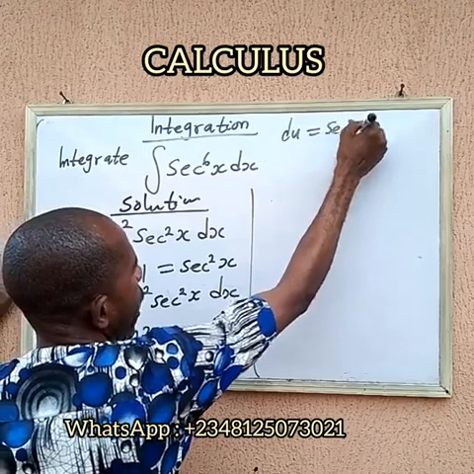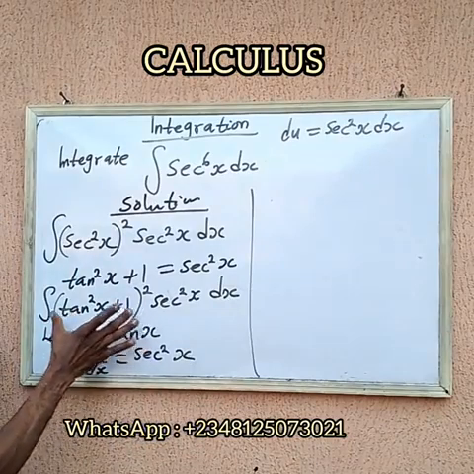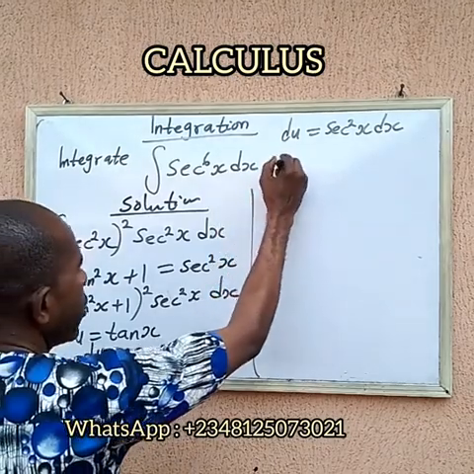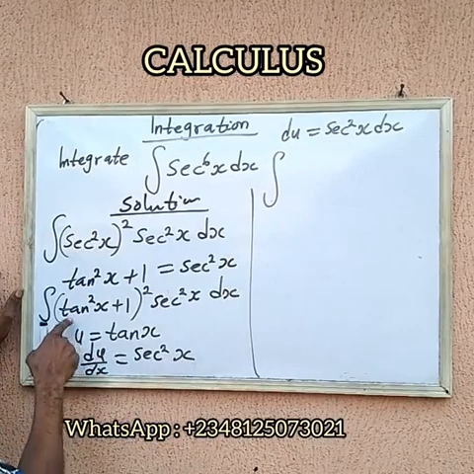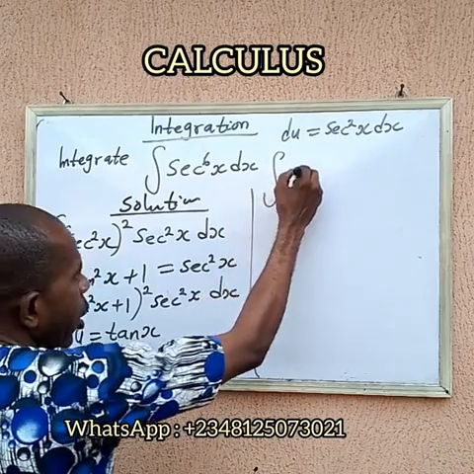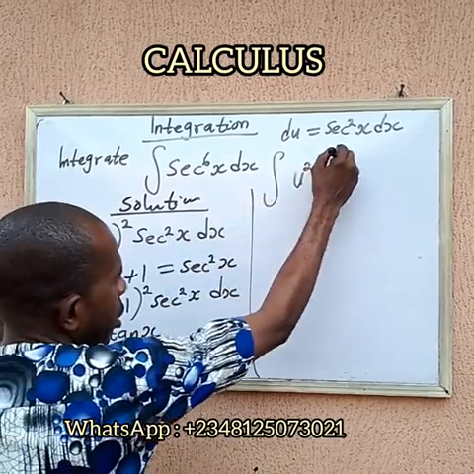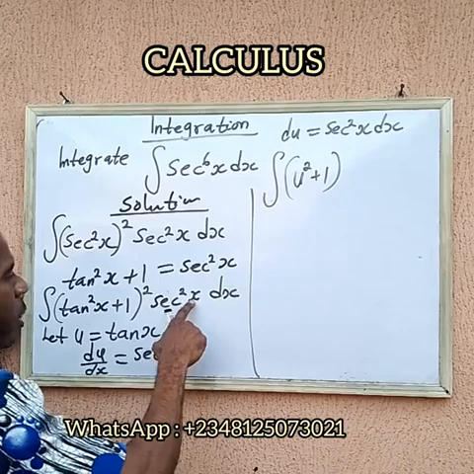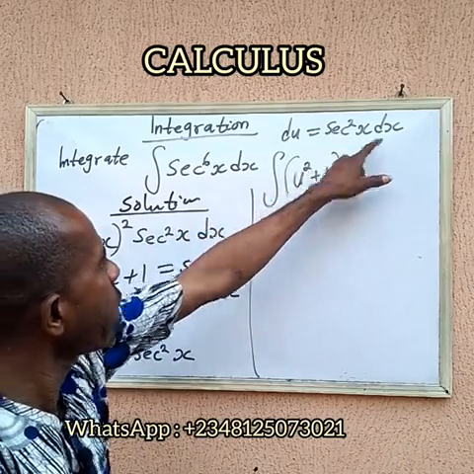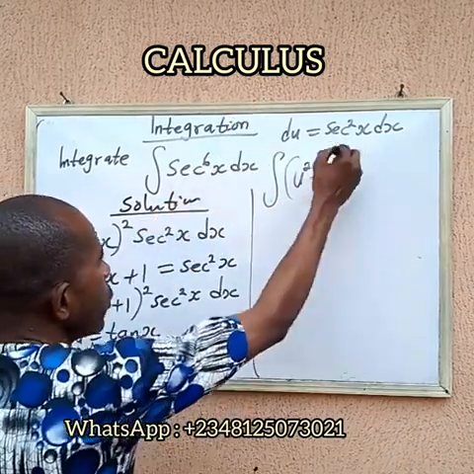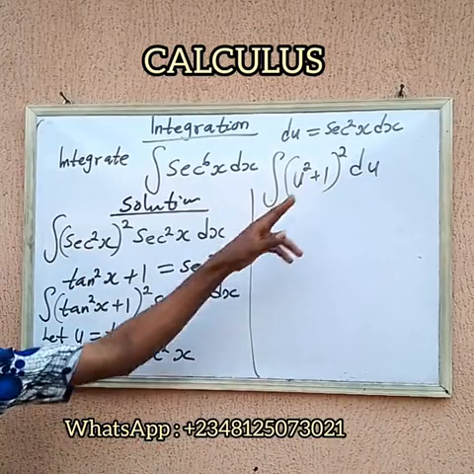Sec square x dx. Now remember, this integral will now become, we have tan x to be what? u. Tan x is our u, so which means we are going to have u squared plus 1, and there is another square here. Then sec square x dx. Look at it here. Sec square x dx is equal to du. So which means we put du there. This becomes our du.